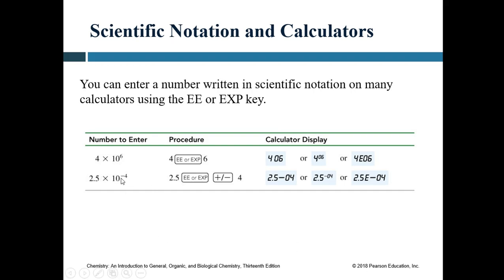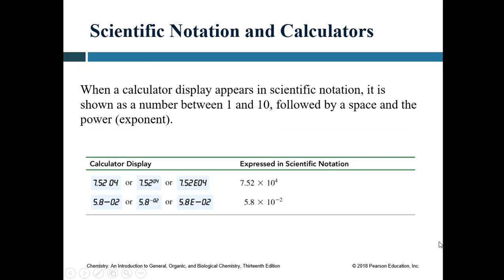Now then, here's the other thing: if it's a negative number, a really small number, when you press in the 2.5, and then you don't press your times button, you press your EE or EXP, you must then push your plus negative button to designate the -4, and then your 4. That was the button I mentioned in the last section that was an important button to push. Do not press subtract. Press your plus negative button to give it a -4. And then on your calculator display, it's going to look like a variety of these.